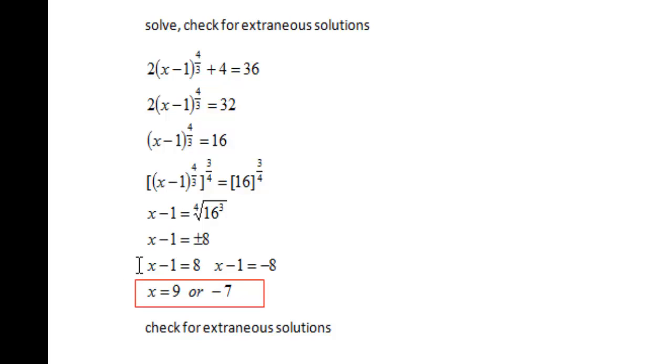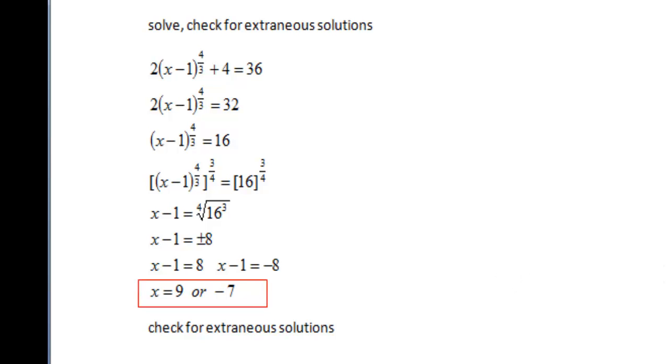x minus 1. Then what we do is we write it out as two equations, x minus 1 equals positive 8, or x minus 1 equals negative 8. When we add 1 to both sides in either equation, you'll end up with x equals 9 or x equals negative 7. You check for extraneous solutions. I'm not going to do it right now. You'll find that there are none.